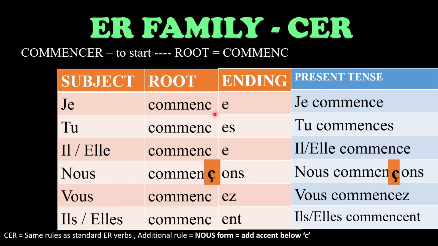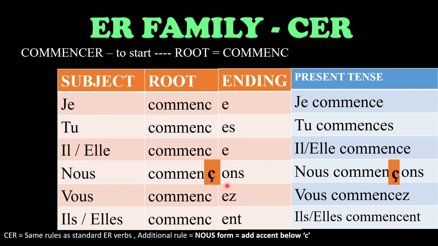So when C is followed by E, remember it is commencer, C followed by E gives you the soft sound. So this is followed by E: je commence, tu commences, il commence, okay, followed by E, so it retains a soft sound. Then vous commencez and ils commencent. These five, je, tu, il, elle, vous, ils, elles, they are all followed by E, which gives you the soft sound. Okay, so there is no need of any accent adding.